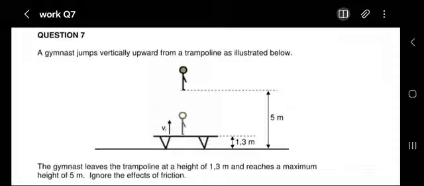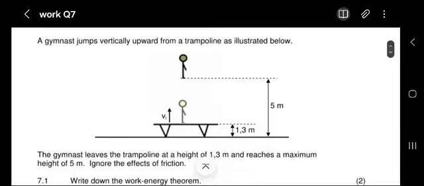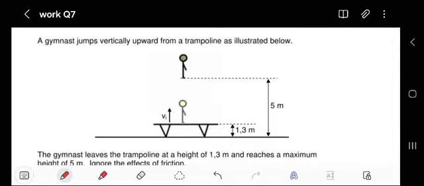This is grade 12 work and energy, right? As you know, we have been given question 7. A gymnast jumps vertically up from a trampoline as illustrated below. We have the initial velocity here. It jumps from the initial height of 1.3, then jumps until there, the final height. So that is what we have.